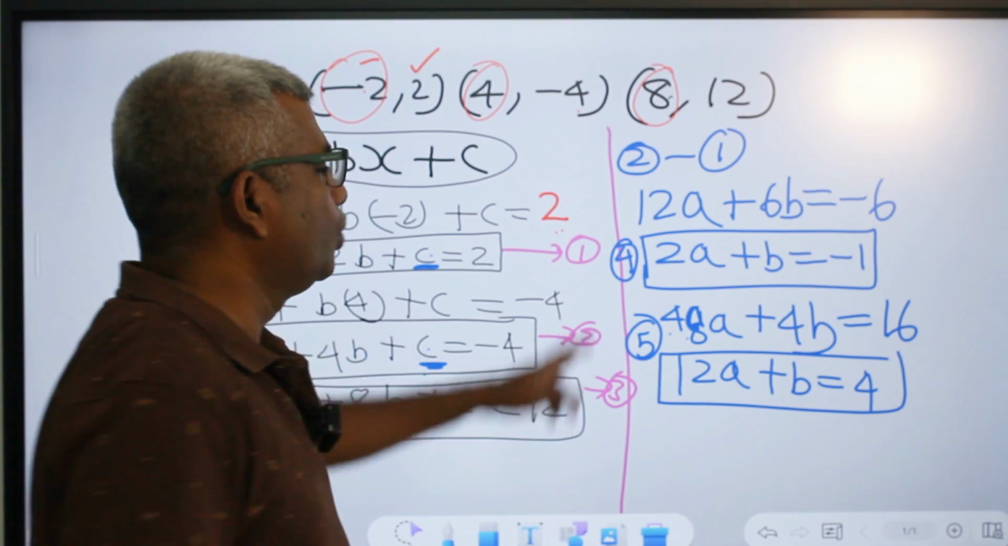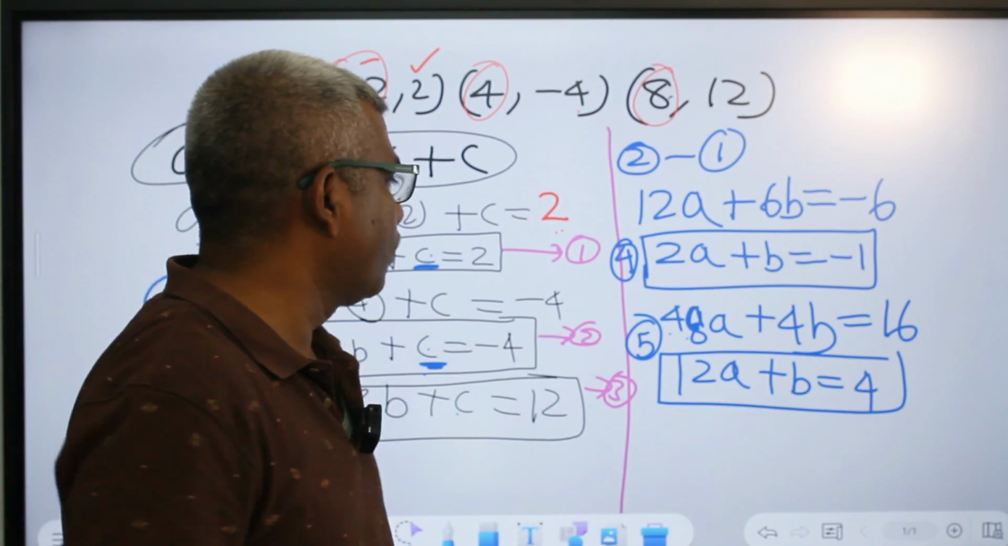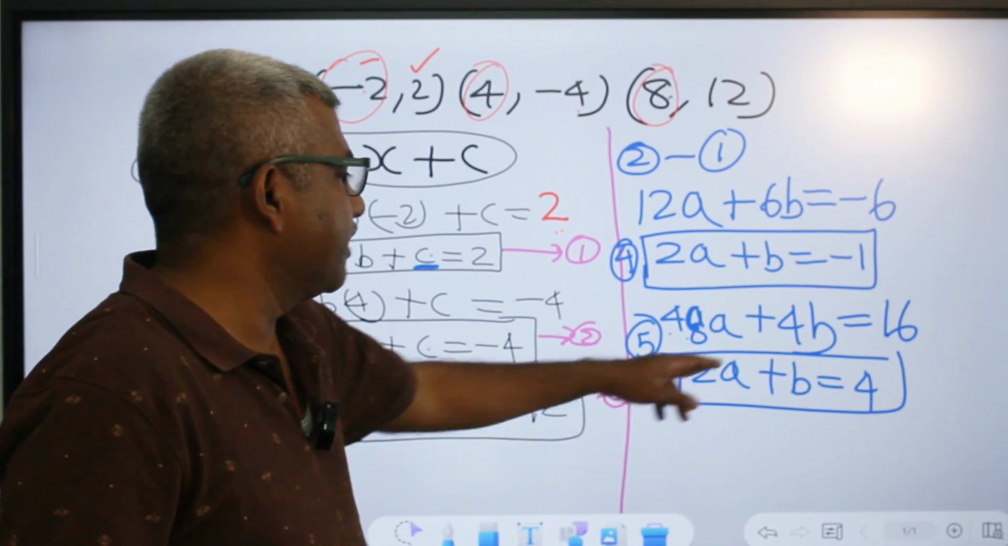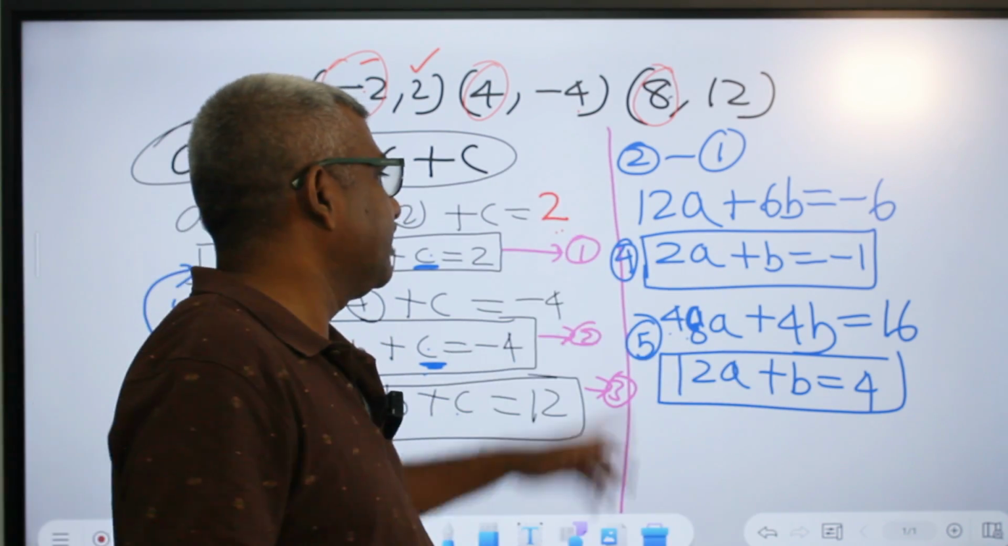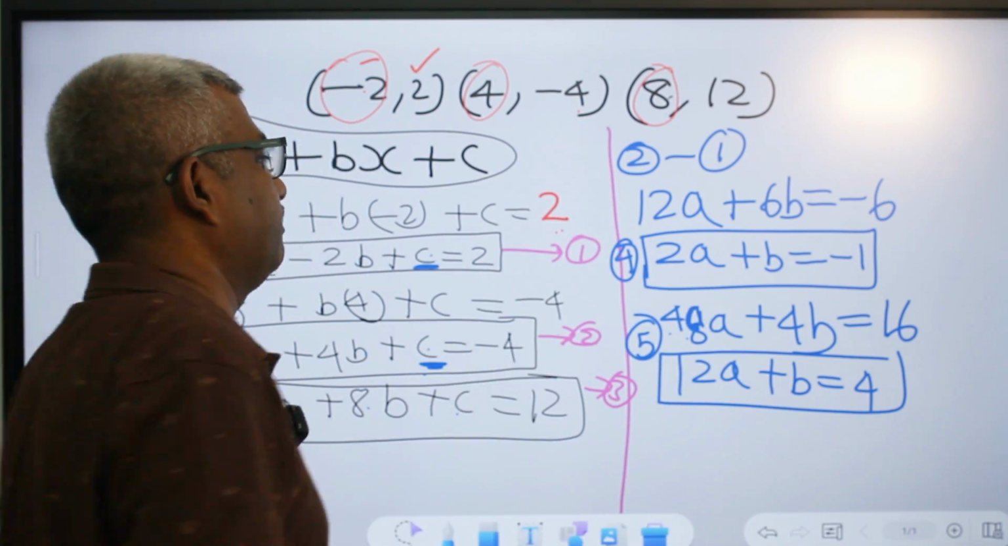Now we have two equations. 2a plus b is equal to minus 1. 12a plus b is equal to 4. How many unknown variables are there? a and b. So we can solve it.